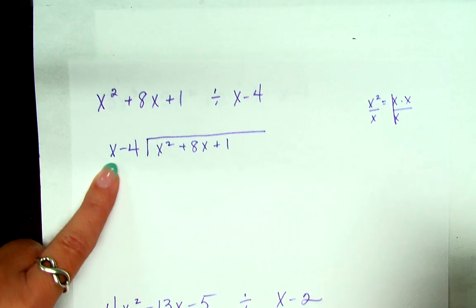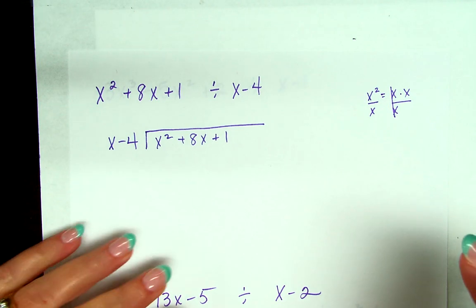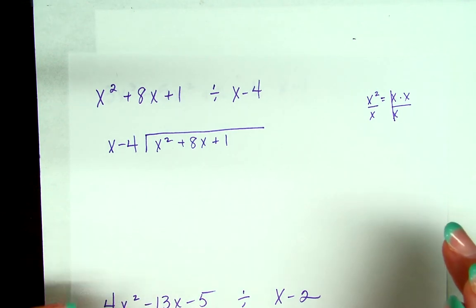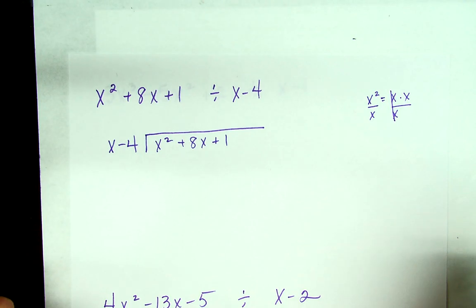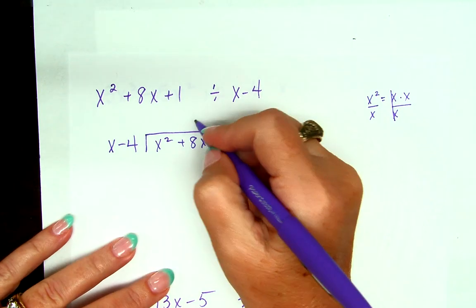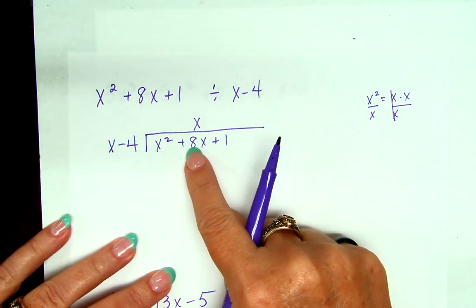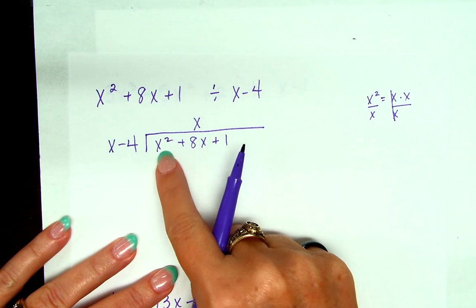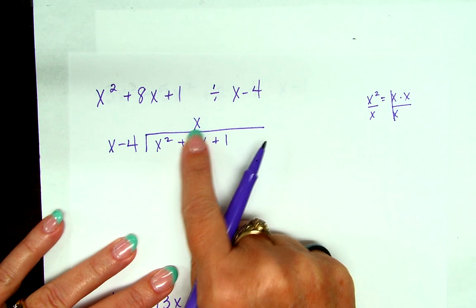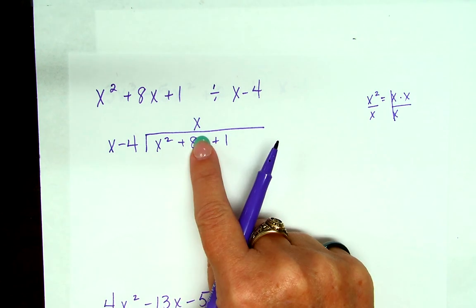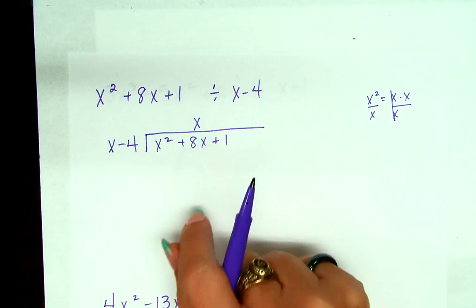Where do you think I'm going to write the x? Above the 8x. Why am I going to write it above the 8x? That's the like term, right? 8x and x are like terms. X squared and x are not like terms, are they? Okay. Now, is this required? No, but it's going to help us.